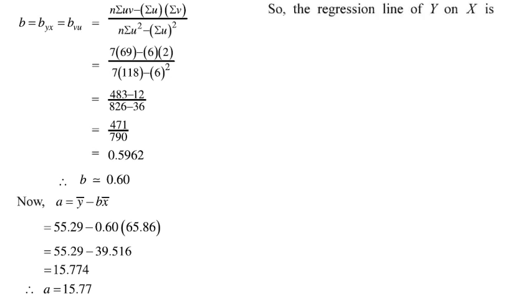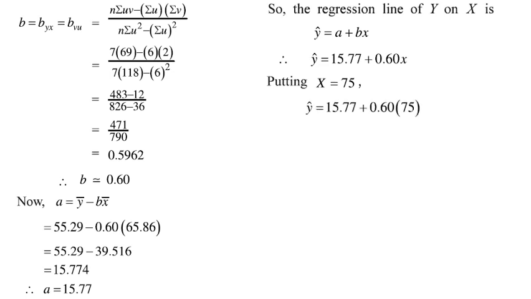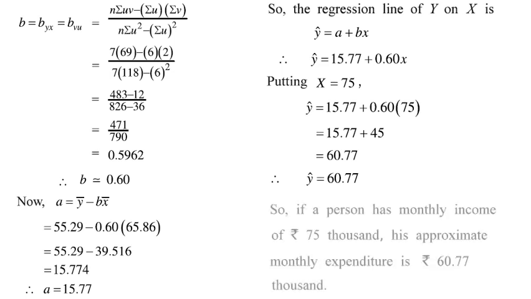Now you have got your B as 0.6, A is 15.77. Put both of them into the regression line of y on x, which would be y cap is equal to A plus bx. Putting the values, y cap is equal to 15.77 plus 0.6x. Now we have to take x is equal to 75, that was the monthly income 75,000 rupees. So we will put the value of x as 75 into our y cap equation like this, and that way we will get the answer 60.77, that is y cap is equal to 60.77 thousand rupees.